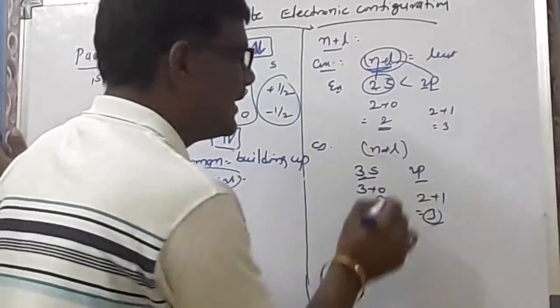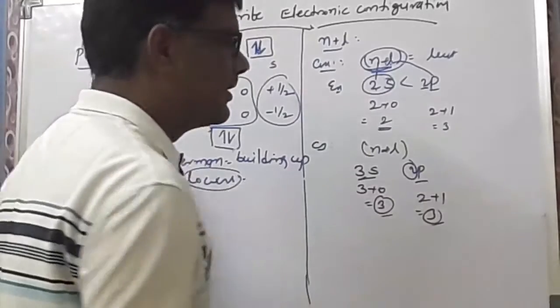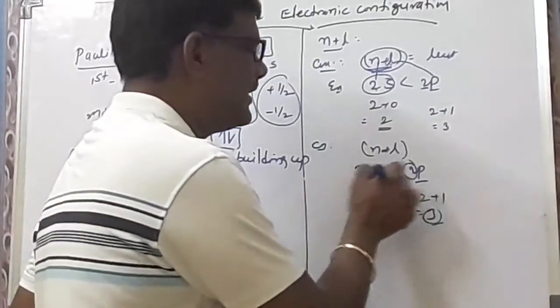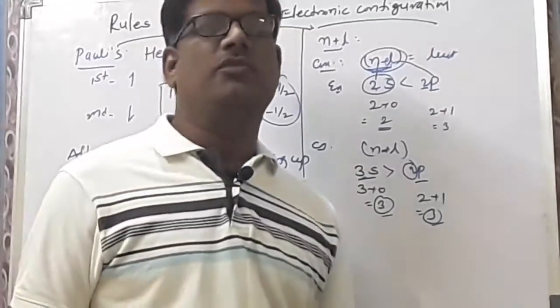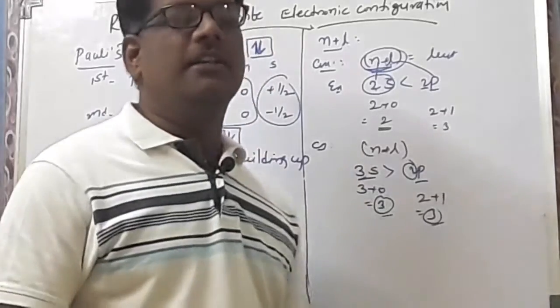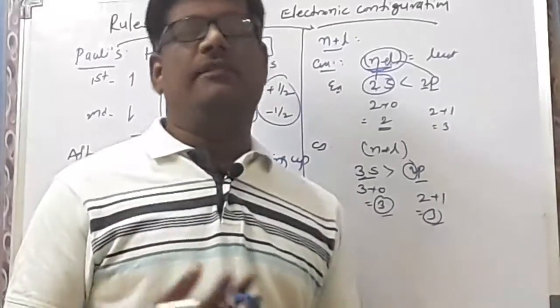Now look here. n plus l is equal to 3 and 3. Then how can we say? We can say on the basis of the principal quantum number. The orbital with the least principal quantum number will have the least energy, so 3s will have higher energy than the 2p orbital. 2p orbital will have the least energy. So like this we will calculate which orbital will have the least energy.